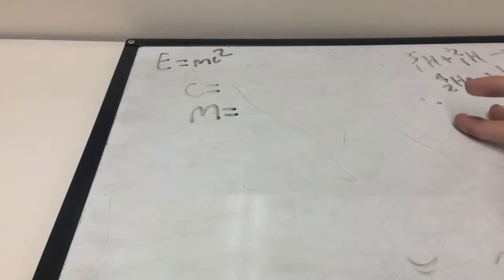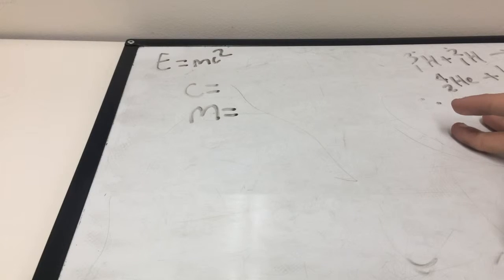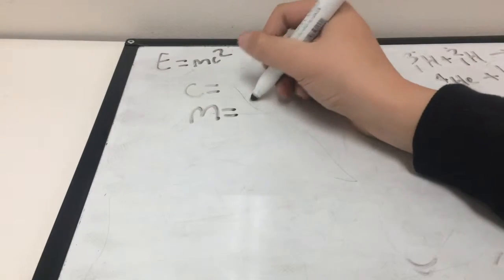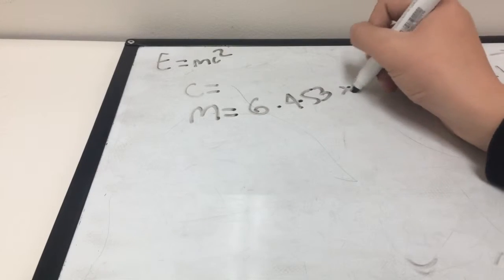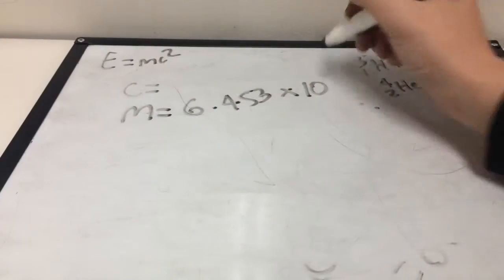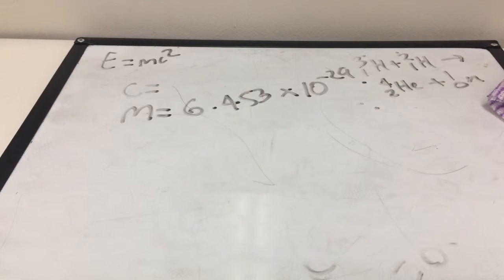You want to know what it is? Well, assuming you've calculated already and doing the questions, you should already know. But for those who are just trying to cheat their way, this was the number we got. 6.453 times 10 to the negative 29. That should be correct. Yeah, I think that is right.